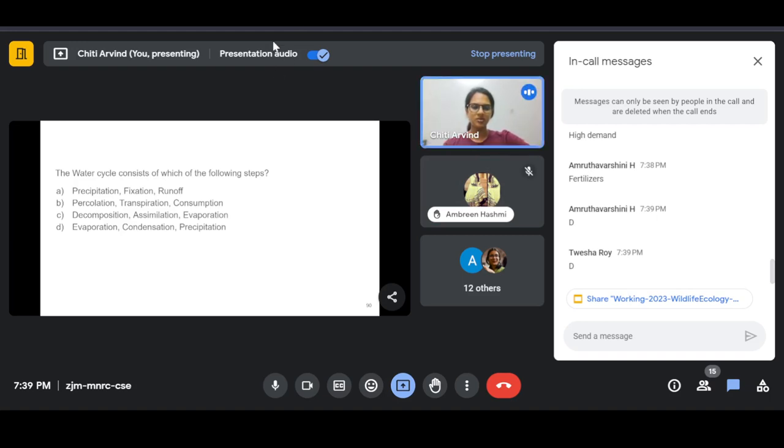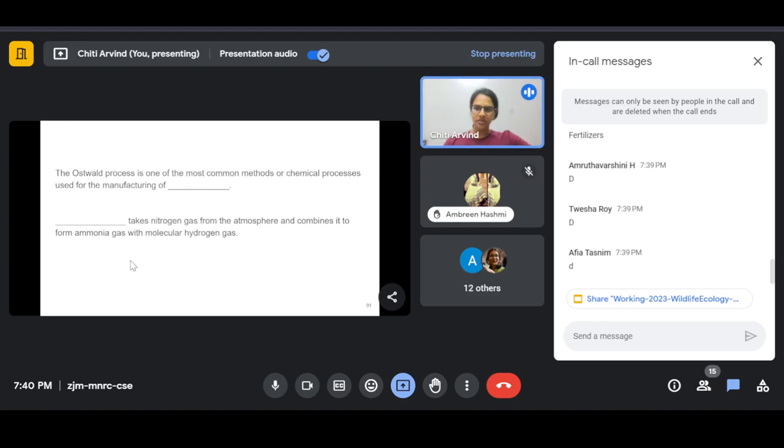What do others feel about this? Okay, so yes, indeed D is the correct answer. Your water cycle consists of these three steps: evaporation, condensation, and precipitation.